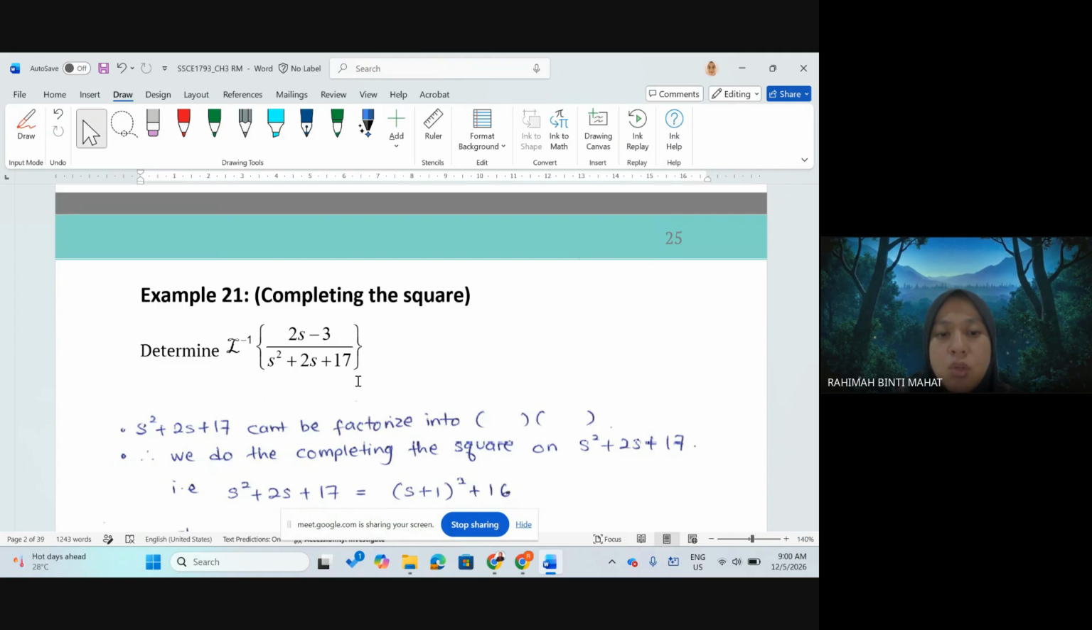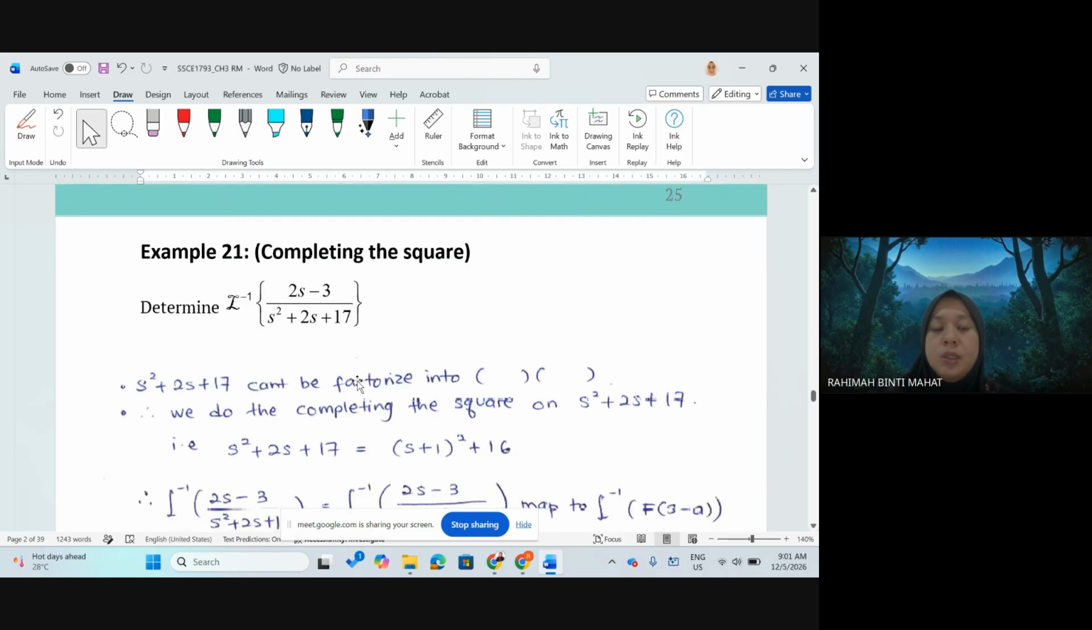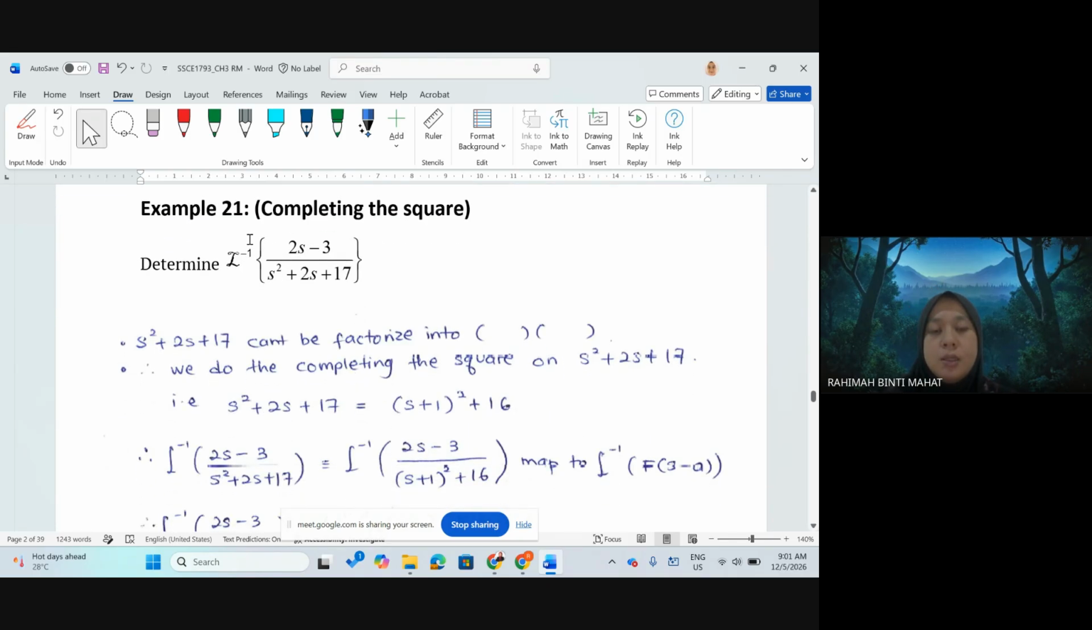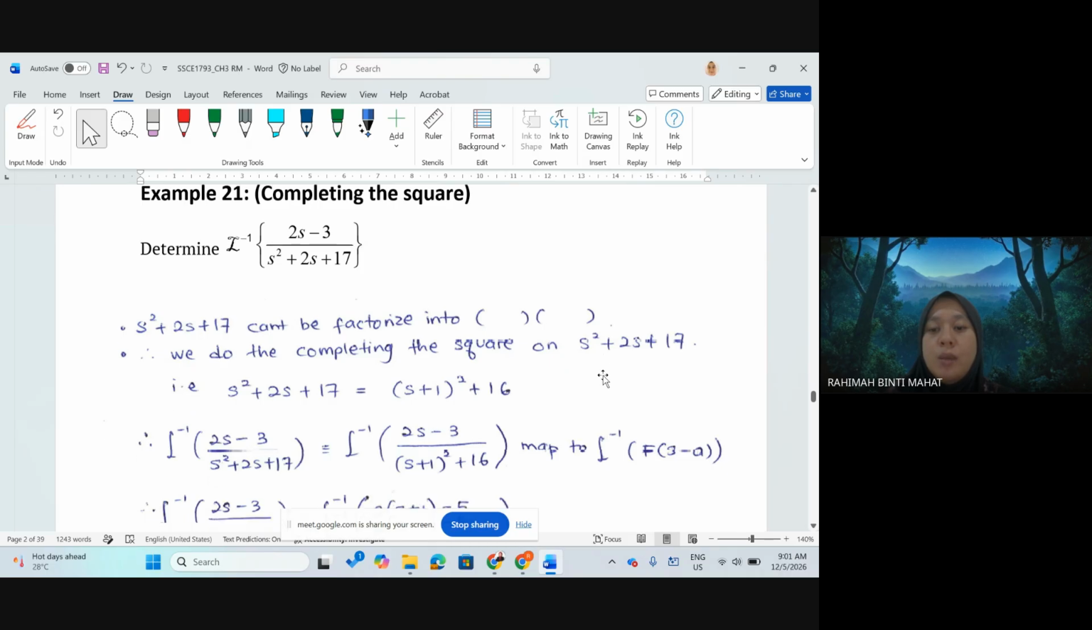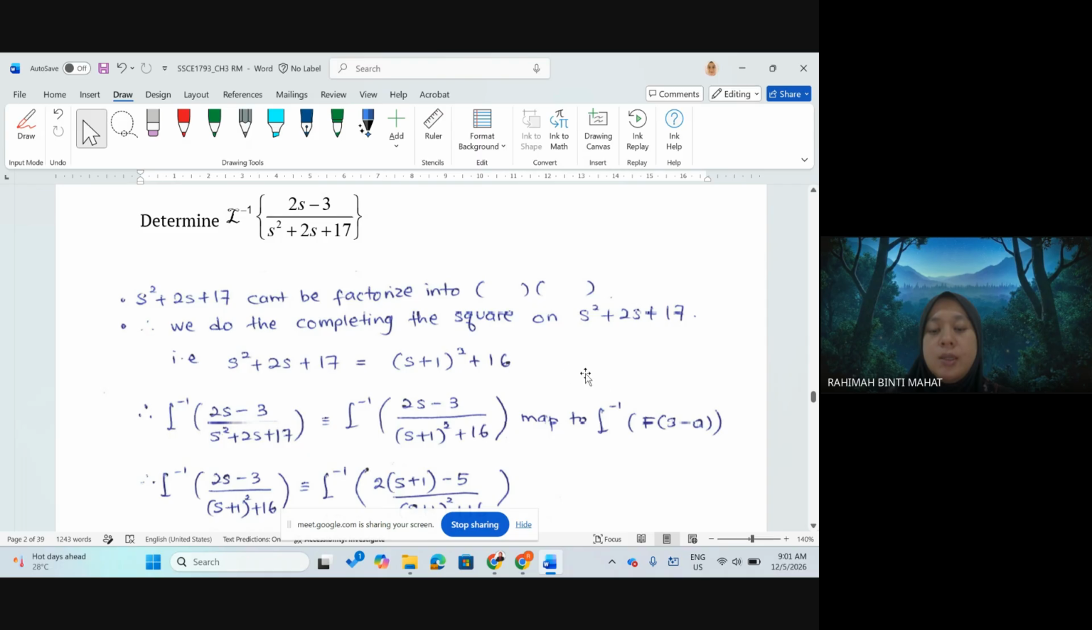So if you look, the question is to determine the Laplace inverse of 2s minus 3 over s squared plus 2s plus 17. From here, we can see that the denominator, you cannot factorize it completely. Okay, so we do the completing the square on s squared plus 2s plus 17. So how do we want to do the completing the square?